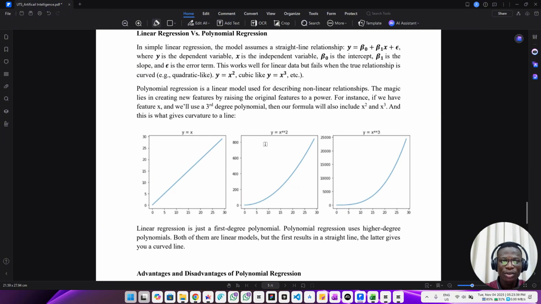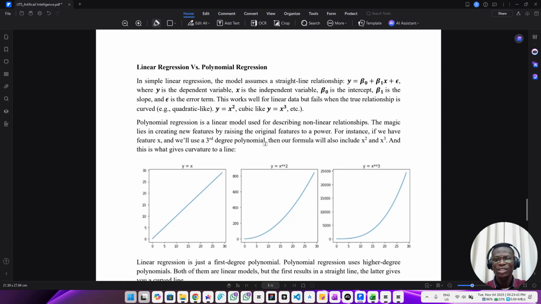Okay, so linear regression versus polynomial regression. The linear regression model assumes a straight line, which is the simplest explanation that we can give. It is y equal to beta 0 plus beta 1 x plus e, where y is the dependent variable, x is the independent variable, beta 0 is the intercept, beta 1 is the slope, and e is the error term.